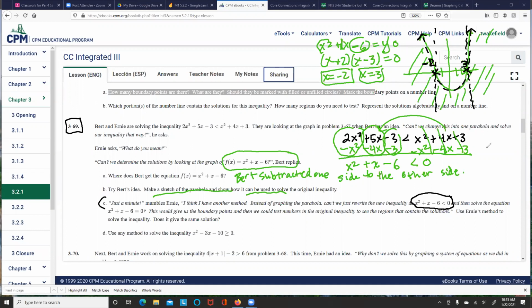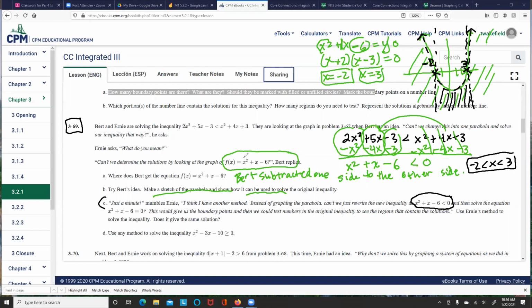Because shouldn't our solutions be like x is greater than negative 2 and less than 3, right? Algebraically, that's how we should write it. Like, technically, our x should be from here to here, right? That area right there. So this would give us the boundary points, and then we could test numbers in the original inequality to see the regions that contain the solutions. Use Ernie's method to solve the inequality. Does it give the same solution?